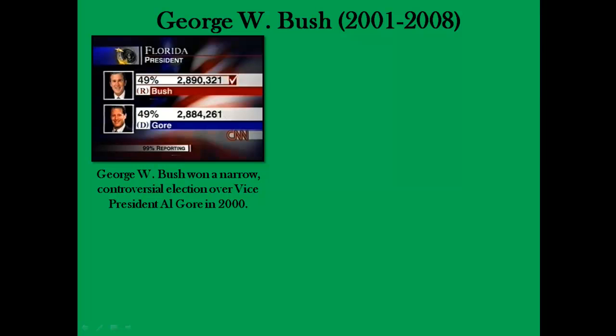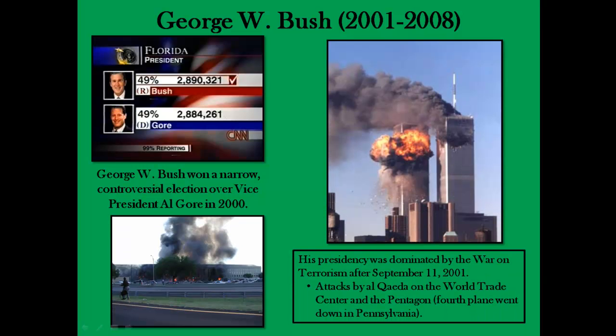More people voted for Al Gore than George W. Bush in the 2000 election, but that is not how presidents are elected. George Bush's narrow victory in Florida would give him the Electoral College and the presidency in one of the closest elections in American history. His presidency would change on September 11, 2001, when coordinated attacks on the World Trade Center in New York City and the Pentagon in Washington, D.C. by al-Qaeda using commercial aircraft were launched on the United States. A fourth plane went down in Pennsylvania.